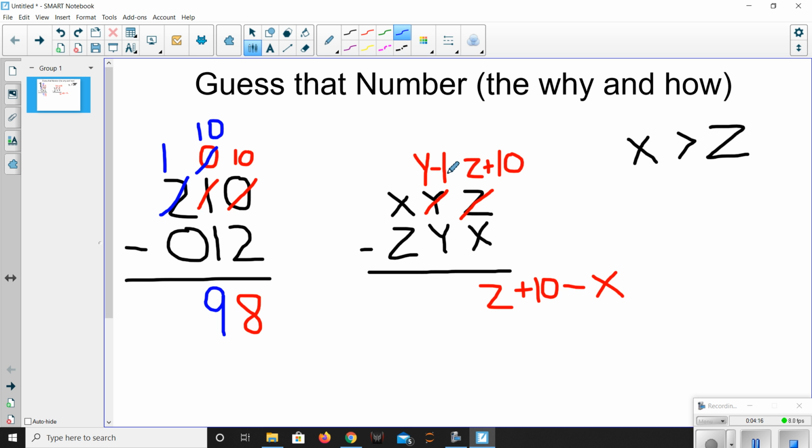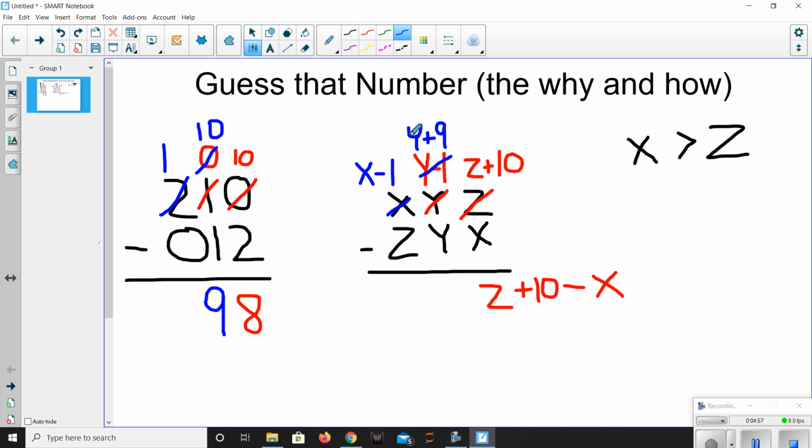So we do the same thing here, where Y minus 1 is less than Y. So we need to regroup. So we take the X, we do X minus 1 hundred. And then we take the 1 hundred and we regroup it to 10 tens. So this becomes Y minus 1 plus 10. And if we have minus 1 plus 10, that's actually like saying we have a plus 9.